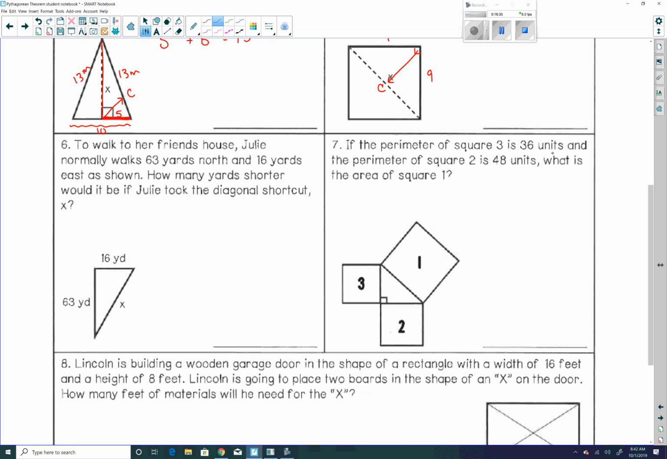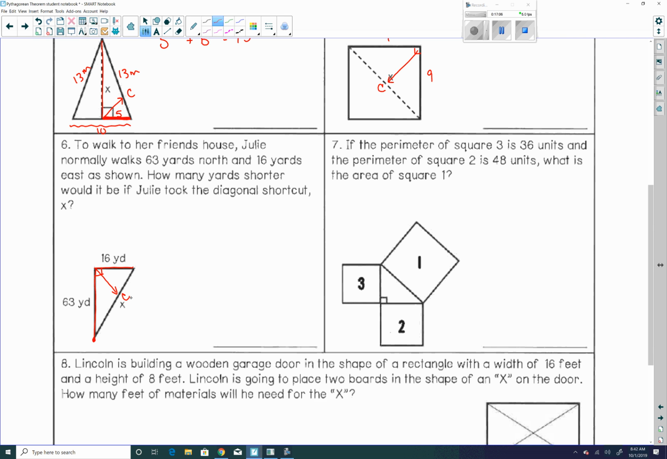Okay, number 6. To walk to her friend's house, Julie normally walks 63 yards north and 16 yards east, as shown. So if this was on a map, this is where Julie lives, and she would walk 63 yards up one block, turn the corner, and then walk 16 yards to the next block. How many yards shorter would it be if Julie took the diagonal shortcut? So again, here's my right angle. I am looking for the C side.